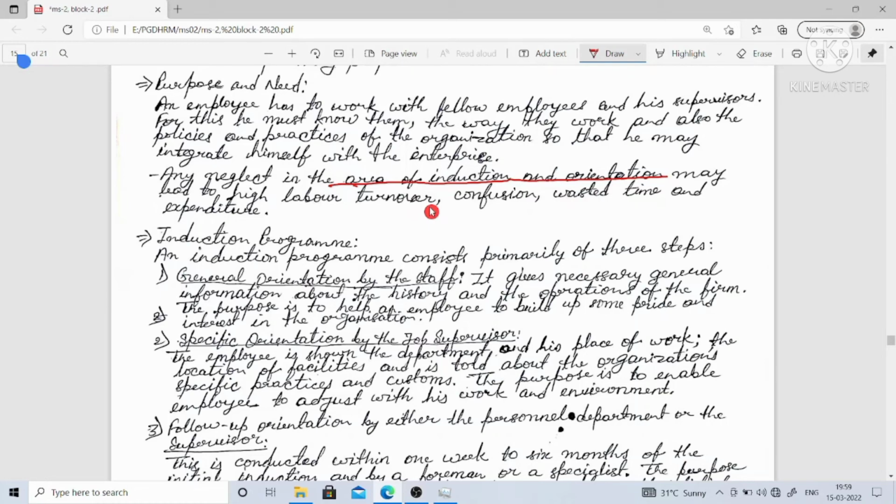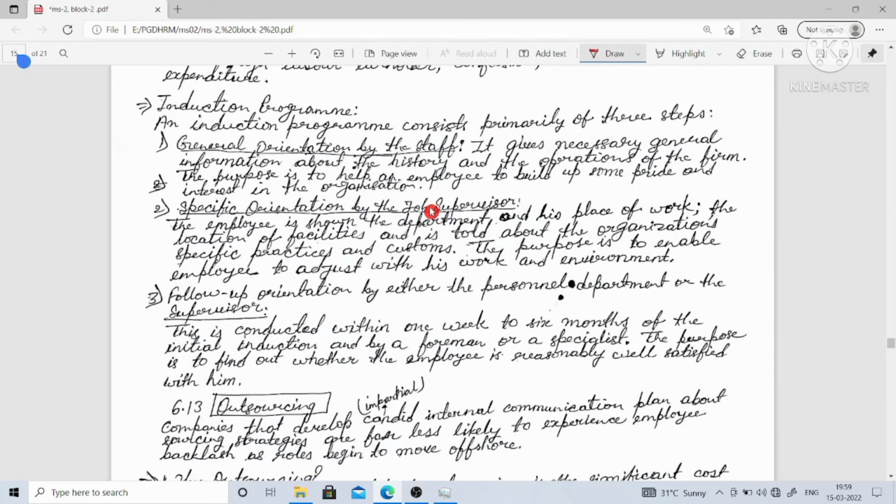An induction program consists primarily of 3 steps. So what are these 3 steps? First, general orientation by the staff, which gives necessary general information. Second, specific orientation by the job supervisor. Third, follow-up orientation either by the personnel department or the supervisor.